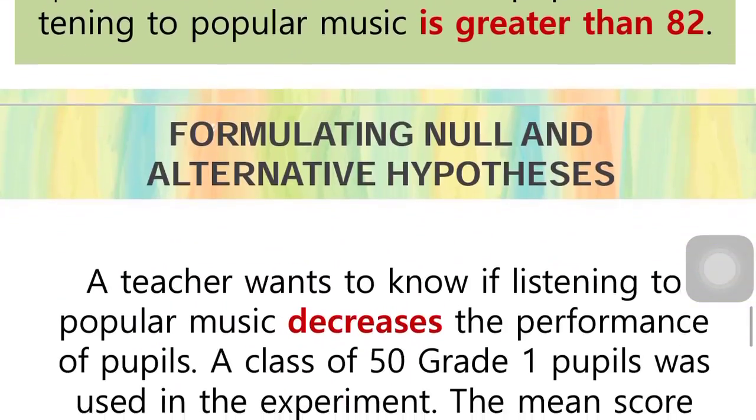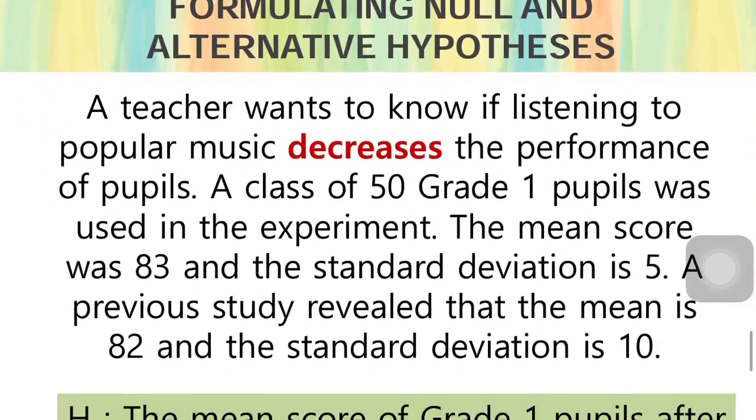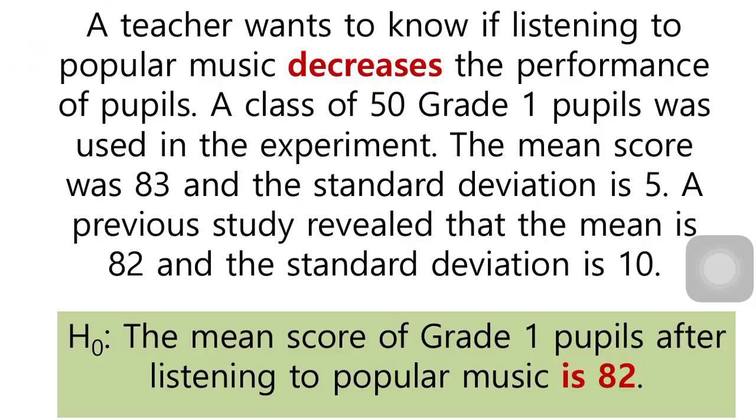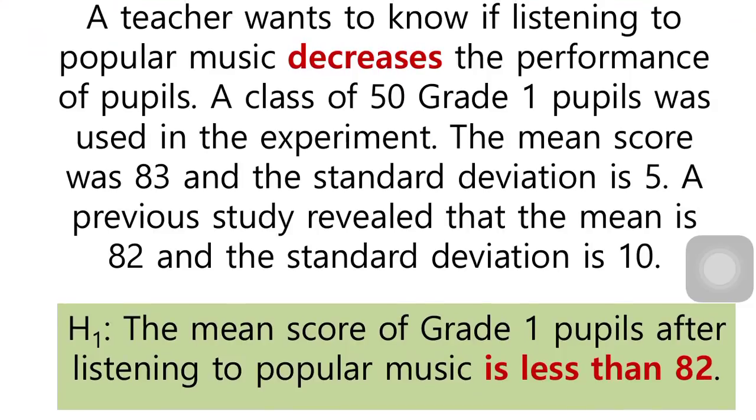What if we change it to decreases? Again, it signals a one-tailed, left-tailed test. So our null hypothesis is still the same, but our alternative hypothesis is changed to less than 82.